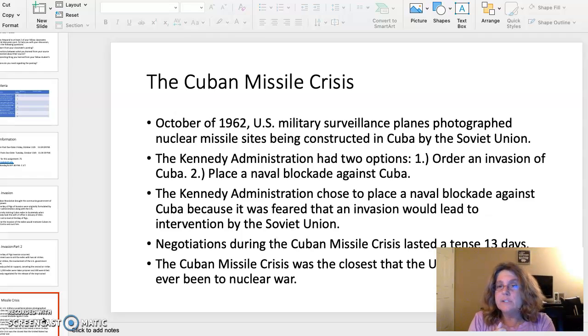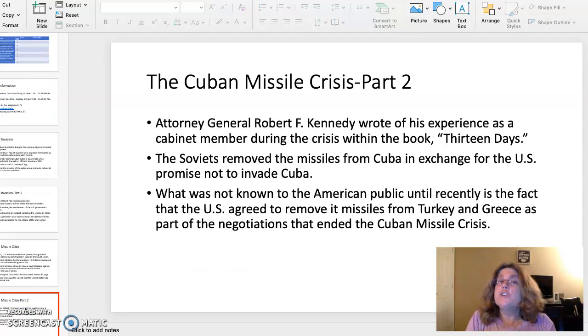Negotiations during the Cuban Missile Crisis lasted a very tense 13 days. It was the closest the U.S. has ever come to being involved in nuclear war. It was incredibly, incredibly intense. Attorney General Robert F. Kennedy wrote of his experience as a cabinet member during the crisis within his famous book, 13 Days. Highly recommend reading it. It's a great book. It was eventually turned into a movie, 13 Days, that I'm sure you can stream or get from your local library, whatever nowadays.